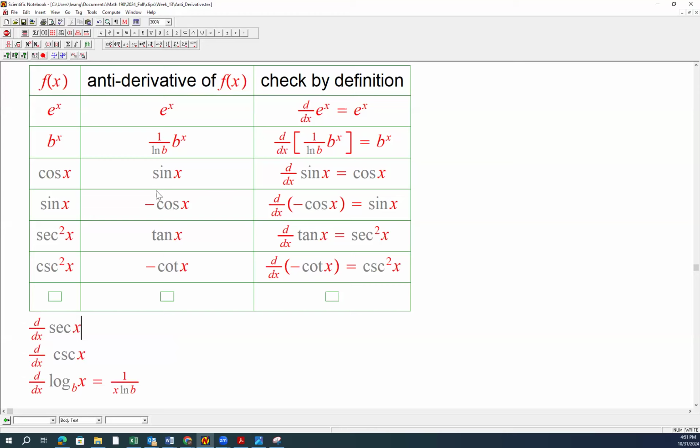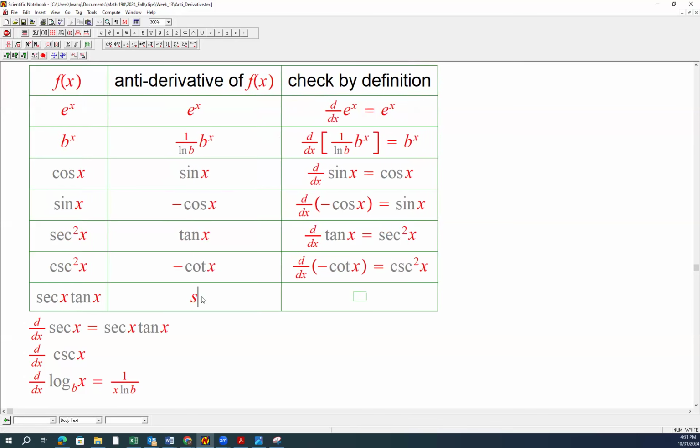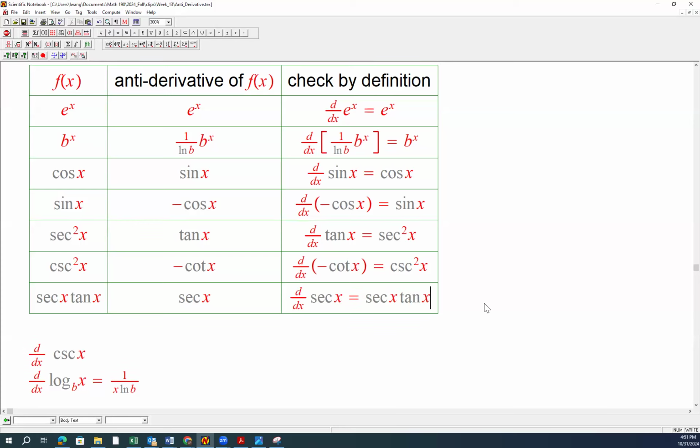The derivative of secant x is secant x multiplied by tangent x. We know that the antiderivative of secant x times tangent x is secant x. Right? So what we remembered about derivatives can be used to determine the antiderivatives of these simple functions. So you don't have to memorize a whole bunch of other stuff.